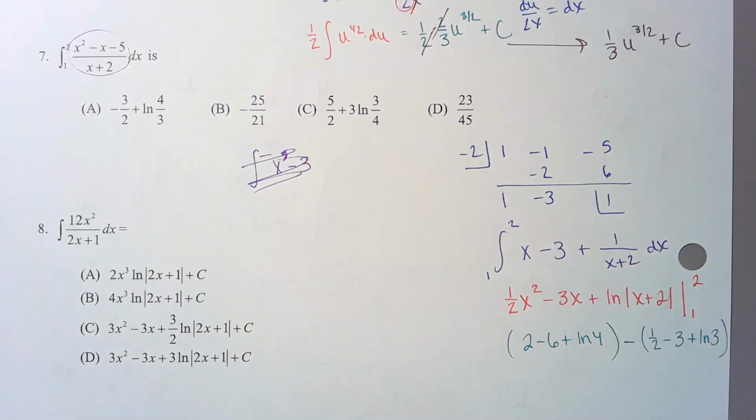All right, let's see where that puts us here. So I have a negative 4 plus 3, negative 1 minus 1. So I have a negative 3/2. I'm going to check that. I have a natural log of 4 minus a natural log of 3. And it looks like they combined that into the natural log of 4/3.